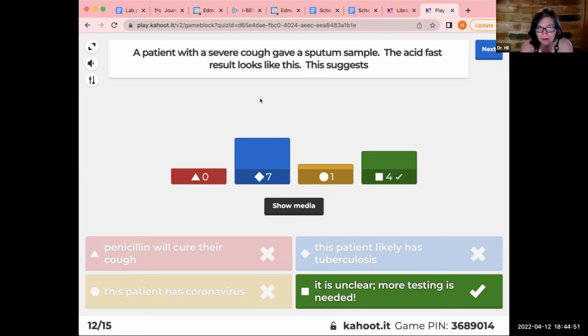And we don't know if it'll be treatable with penicillin because we haven't done a gram stain. If they have coronavirus, which is certainly possible, we're not going to see it on this type of stain because it's too small. So what do we need to do? More testing. Again, never be afraid of that answer.